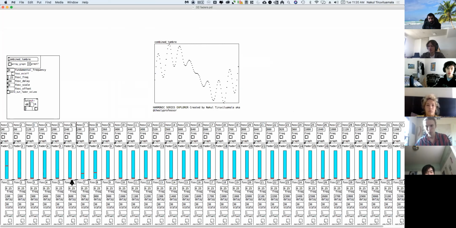And as I change around the volumes of these relative harmonics, right, you can see how the actual waveform changes. And the sound sounds different. So let's say I just played the odd numbered harmonics. Right?